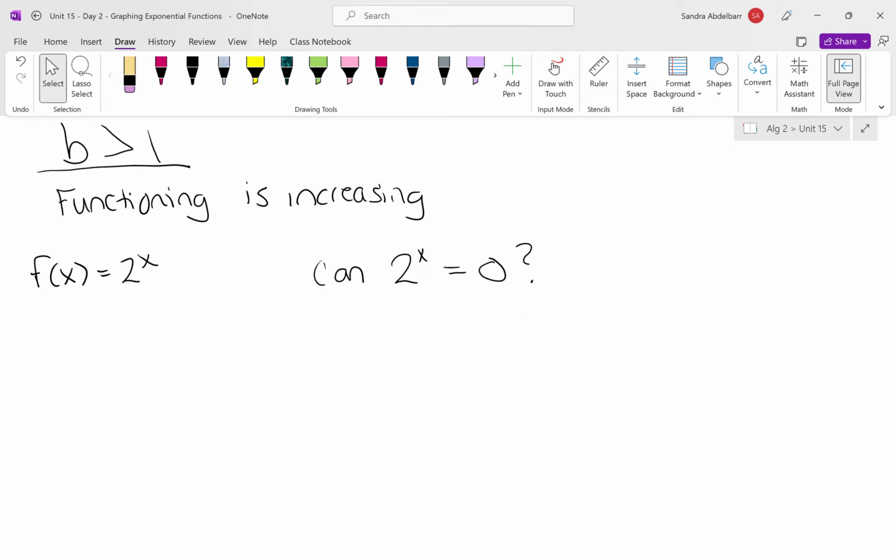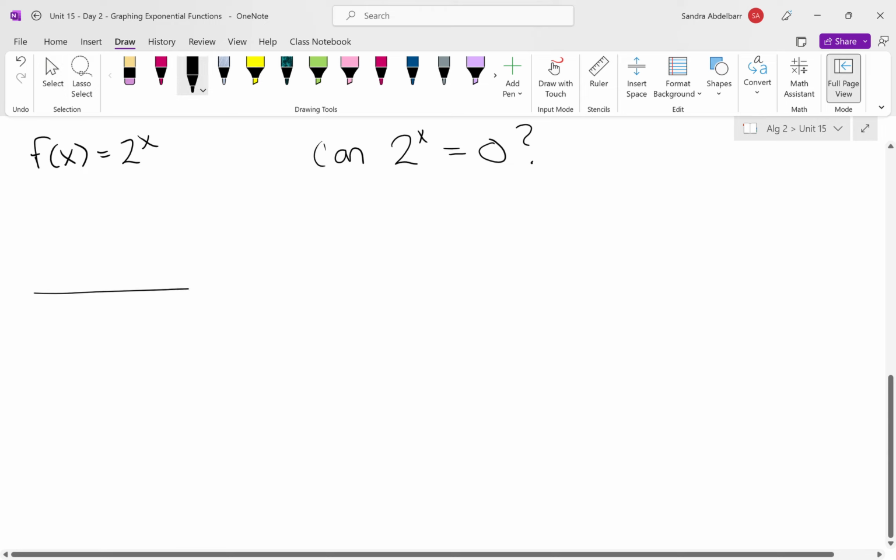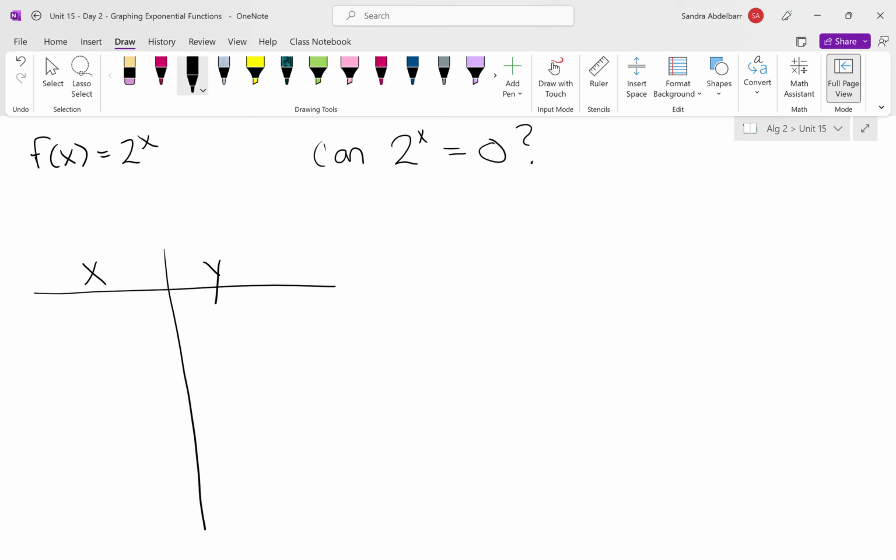All right, let's see what happens here. Let's just make a chart, even though in the future we will not be making charts. All right, so our function is y equals 2 to the x. Let's just plug in random x values. I'm going to start with -2. Could our exponent be negative? Absolutely. Can our base be negative? No. So what is our y? Our y will equal 2 raised to the -2nd power, which is the same as 1 over 2 squared, which is 1/4.